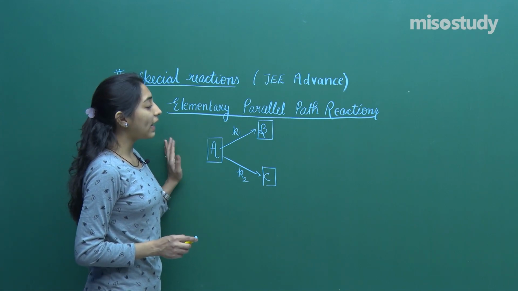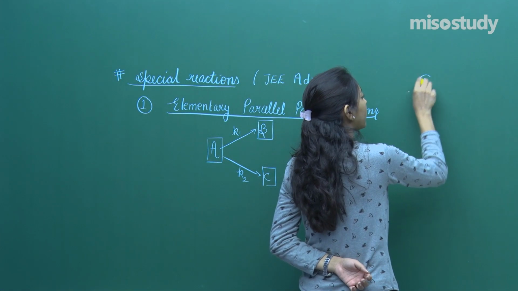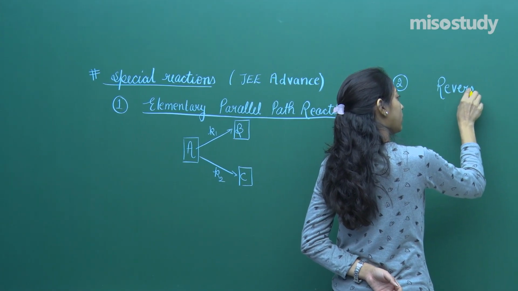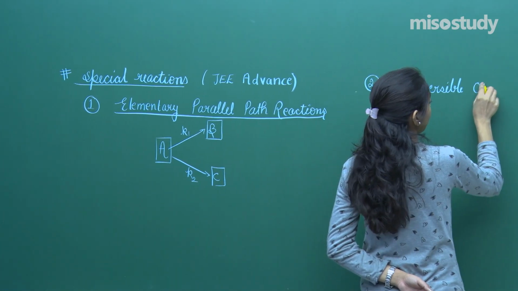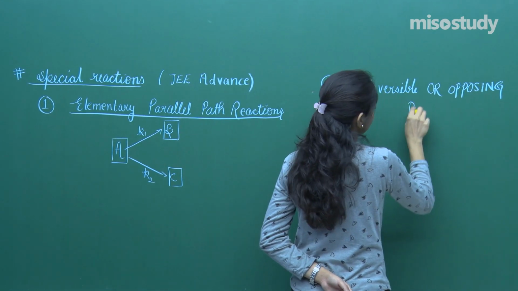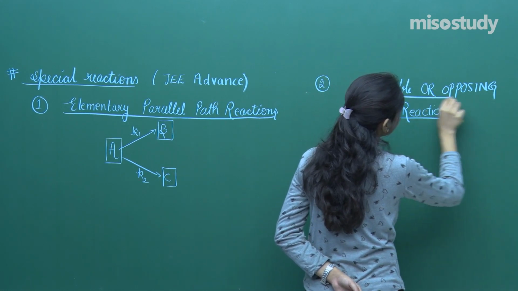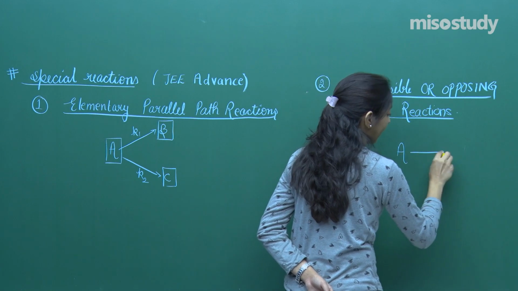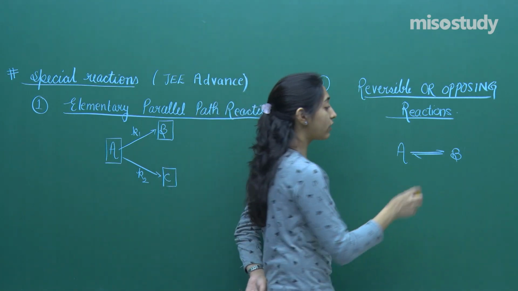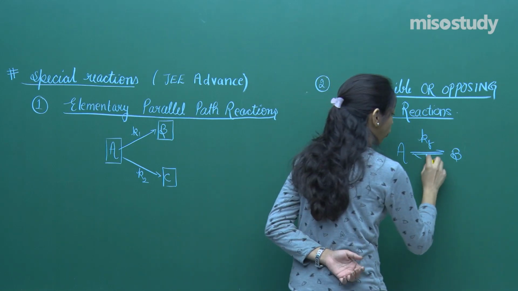Then having done with the elementary parallel path reaction, we then moved on to the discussion about the second set of reactions which were known as the reversible or the opposing reactions. So when we were doing the details of the reversible or opposing reactions, I said that there is a reaction in which A is getting converted into B with a rate constant K1 or Kf, and B is getting converted to A with a rate constant Kb.